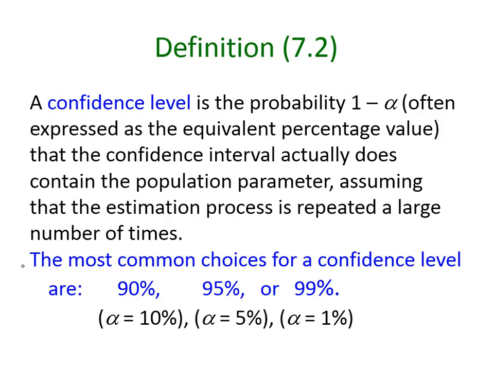So depending upon how confident I want to be that I'm truly capturing the true parameter will determine what that alpha value will be. If I'm at 99%, then alpha is 1%. If I'm at 95% confident, then alpha is 5%. Questions on any of the notation so far?